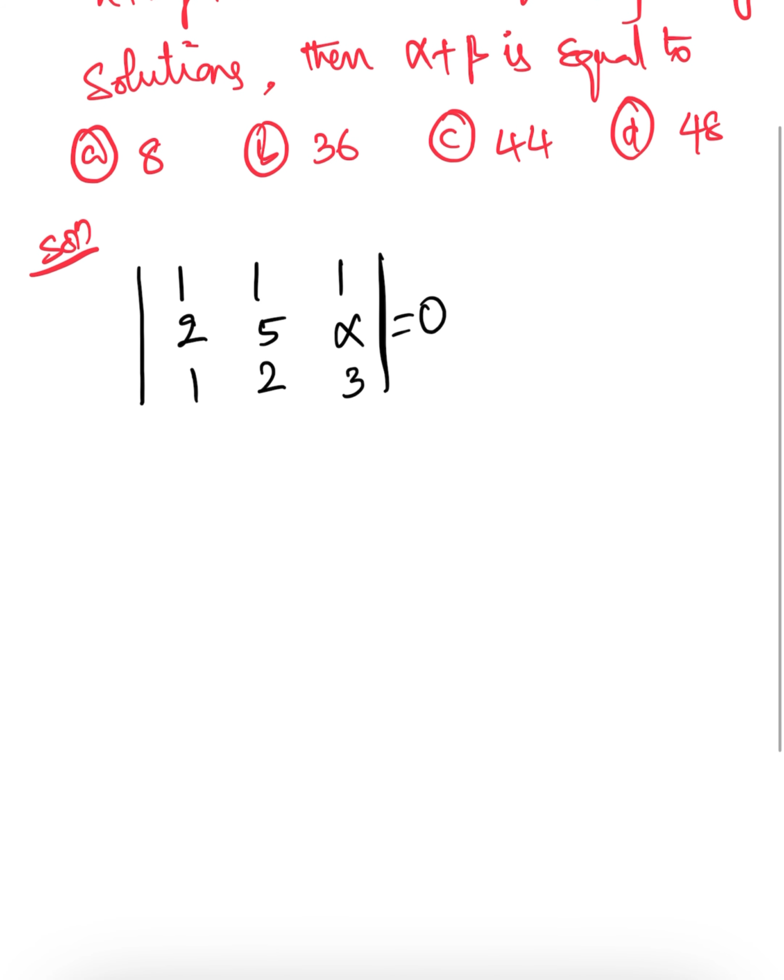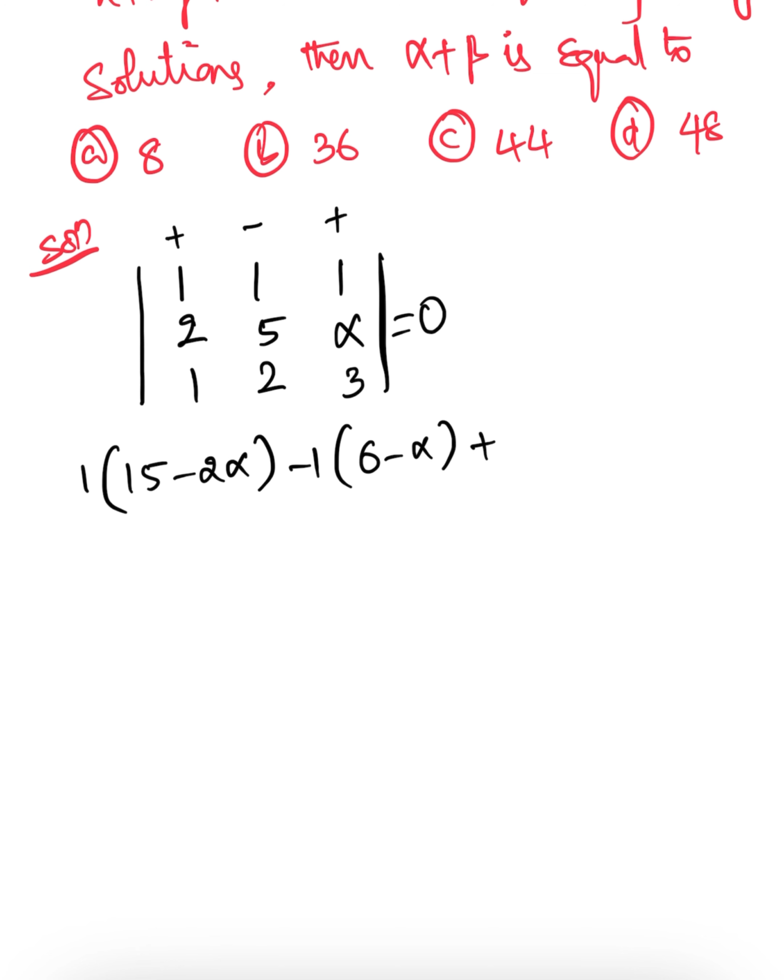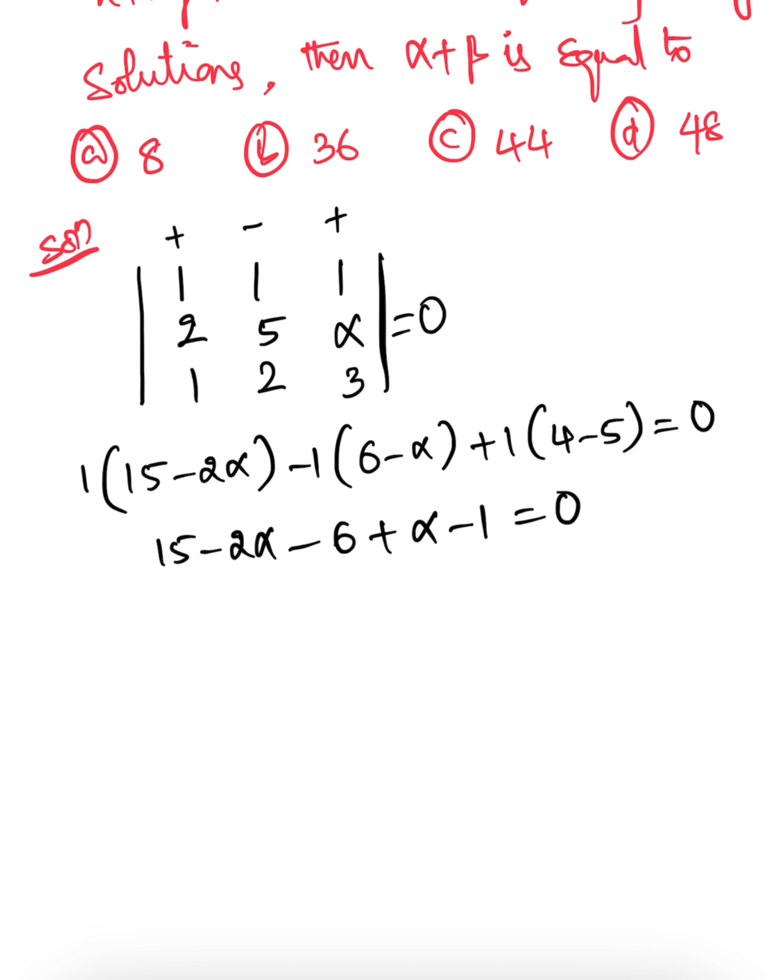Now by using this determinant, we can apply the same plus minus plus. Now it is 1 into 15 minus 2 alpha, minus 1 into 6 minus alpha, plus 1 into 4 minus 5 equal to 0. From this, 15 minus 2 alpha minus 6 plus alpha minus 1 equal to 0. So that it is minus alpha plus 8 equal to 0. Clearly alpha equal to 8.